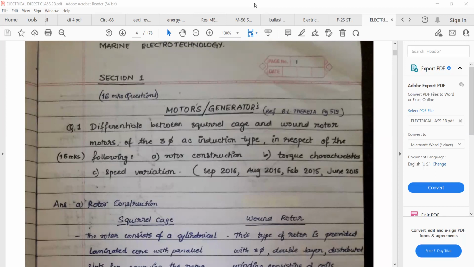Differentiate between squirrel cage and wound rotor motor of three-phase induction type in respect of the following. What you have to differentiate between is rotor construction, torque characteristic, and speed variation. So what is the difference between the rotor construction of these two motors? Rotor construction, sir. How are both the rotors different?